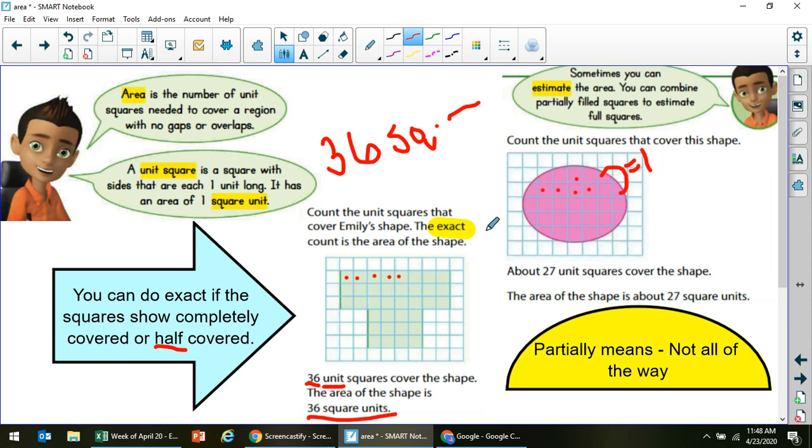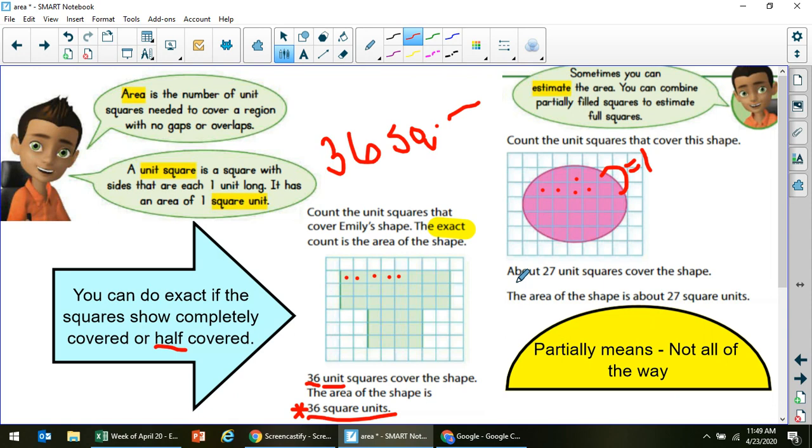Now, there's something different here when you write your answer. This you can write exactly 36 squared units. You know that this one was 36 squared. It was an exact amount. This one, if you notice, this is partially filled in. It's not even exactly a half. Look at this little dot right here. Look at this one. Okay, some of them have a little bit. It's not all the way filled in, which means partially.